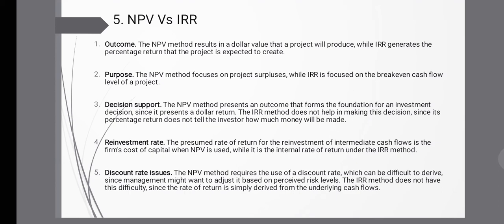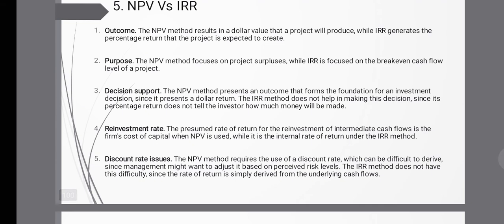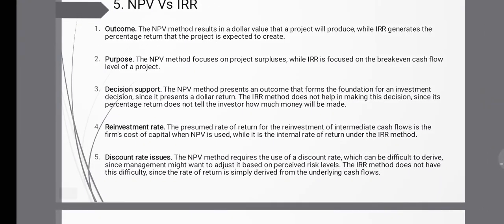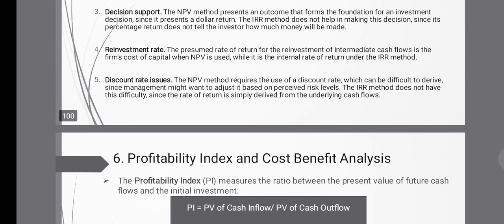Reinvestment rate: the presumed rate of return for reinvestment of intermediate cash flows is the firm's cost of capital when NPV is used, while it is the internal rate of return under IRR. Discount rate issues: the NPV method requires the use of a discount rate, which can be difficult to derive since management might want to adjust it based on perceived risk levels. The IRR method does not have this difficulty since the rate of return is simply derived from the underlying cash flow.